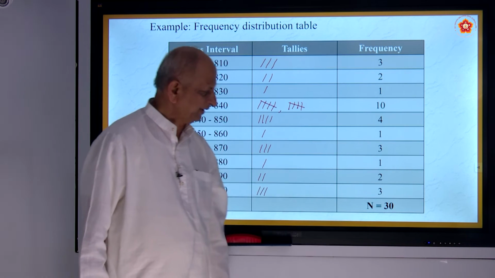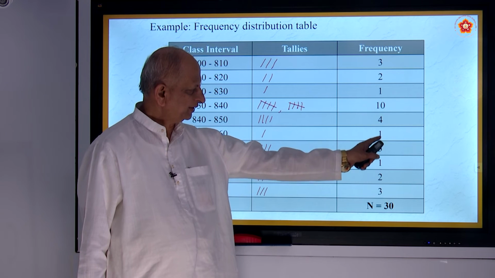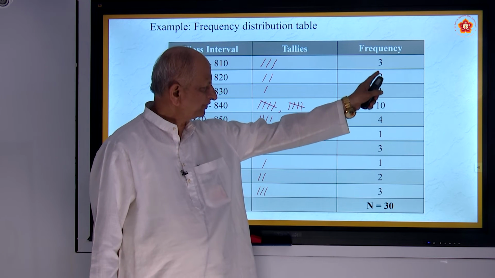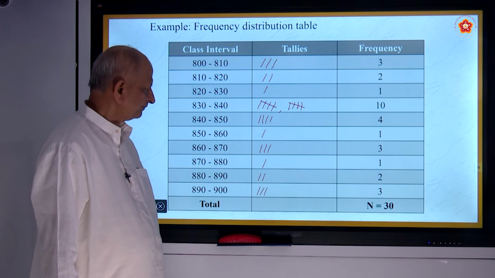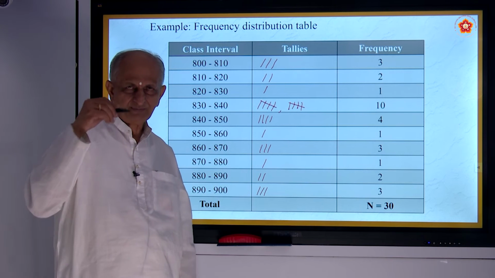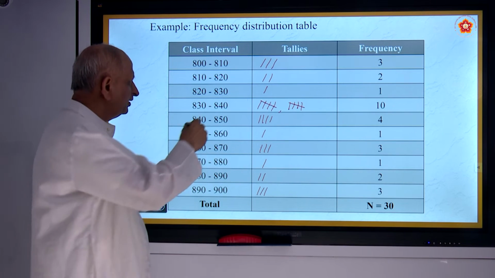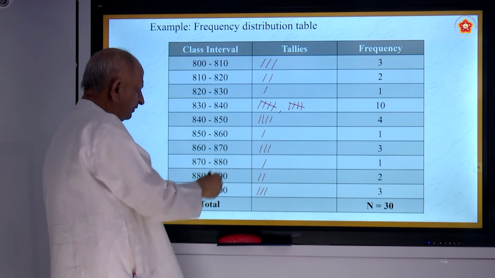Total number is 30. 3 plus 2 is 5, 6, 9, 10, 14, 24, 25, 27, 30. So the total number of frequency is 30. This is how we got it, as we had done last time. Every wage is taken, and you must see to which group it belongs. This is called class interval.